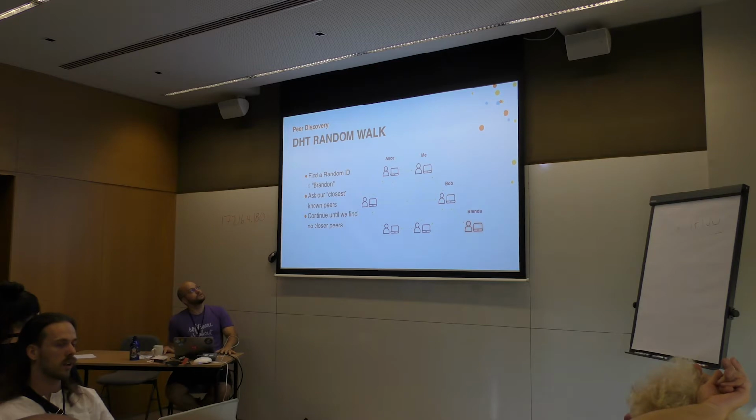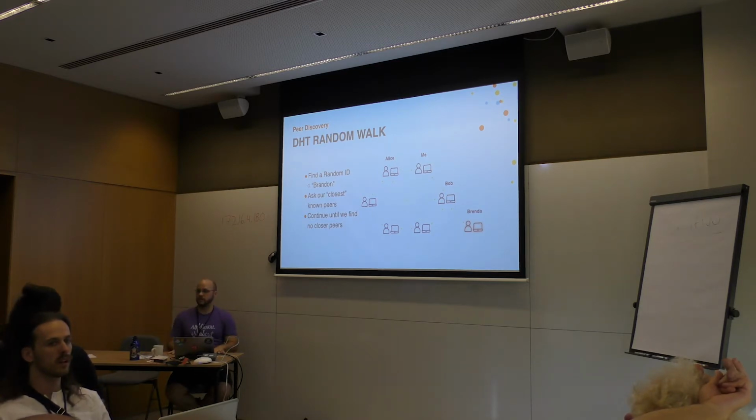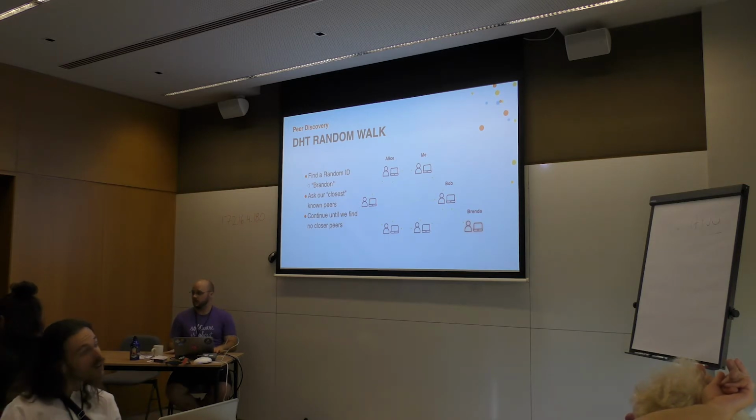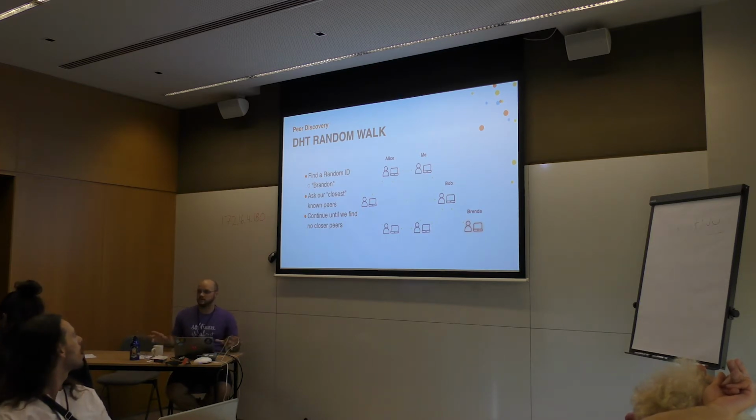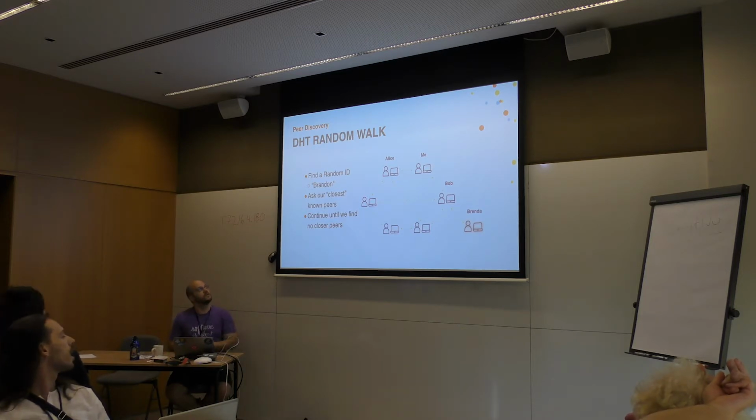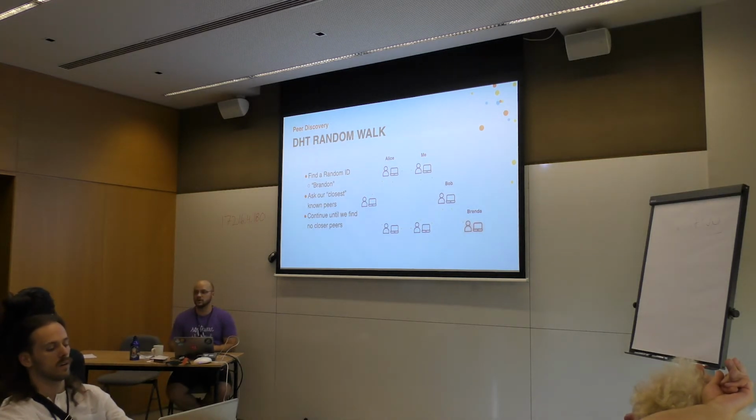So what we do is we're going to create a random peer ID. We're not looking for anything specific. We're just going to create a random ID because we don't want to find anything on the network. We just want to find other peers on the network. So we create a random ID, and for simplicity, since QM IDs are hard to keep in your mind, we'll just say Brandon. So we create a random ID of Brandon. We're going to look for that peer.